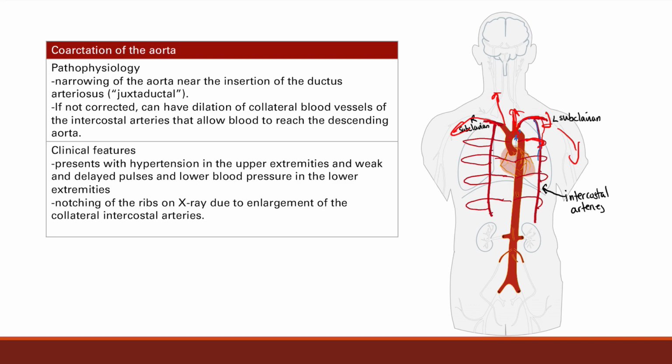And because we have this extra dilation of the collateral blood vessels, you can actually see that on the x-ray. You're going to see notching of the ribs due to enlargement of these collateral intercostal arteries that we use to adapt to get some blood to the lower body. Alright, so that's a wrap up for our cyanotic and acyanotic heart diseases. These are the congenital heart diseases.